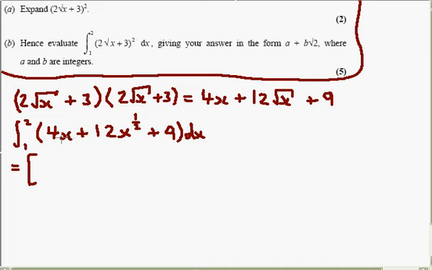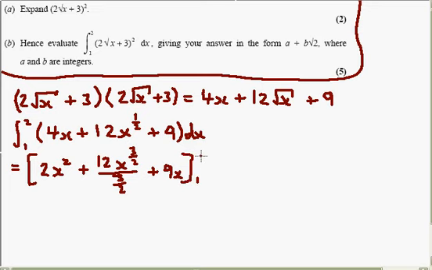So 4x integrated: add 1 to the power, divide by the new power, so that gets me 2x squared. Now I'm going to add 1 to the power, so I'm going to have to write this all out, I think, to start it off. 12x to the 3 halves divided by 3 halves plus 9x between 1 and 2.